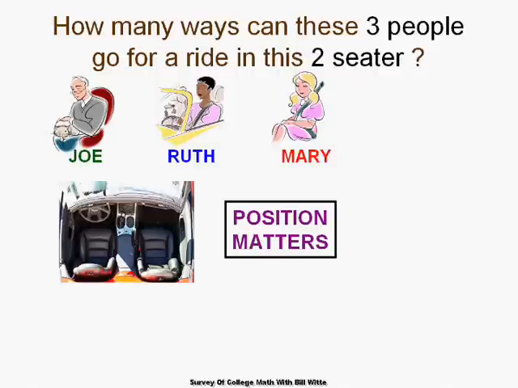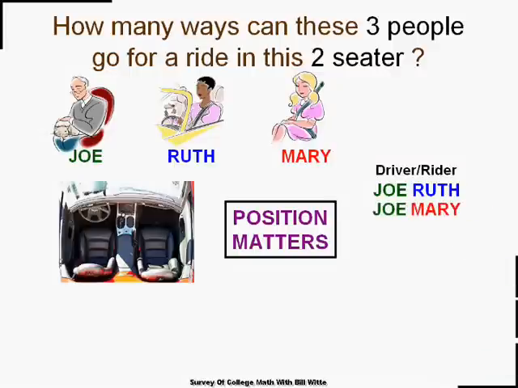If position matters, for instance, in this example, we already found how many ways these three people can ride in this two-seater. Position really matters in this case, you may remember, because it matters whether you're driving or not. We had a possibility where Joe was the driver and Ruth was the rider, or Joe was the driver and Mary was the rider. Okay, that's with Joe. Then we had Ruth as the driver and Joe as the rider, Ruth as the driver and Mary as the rider.